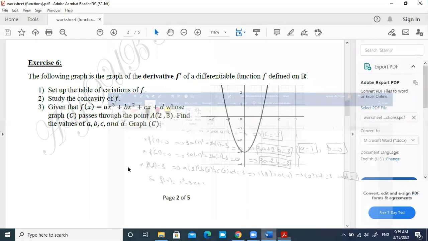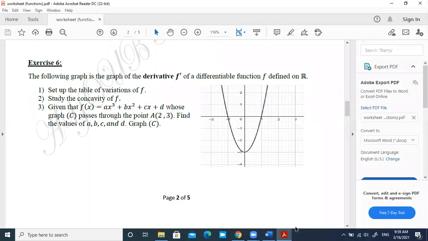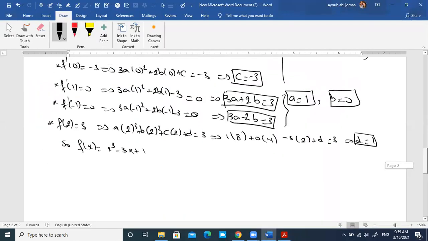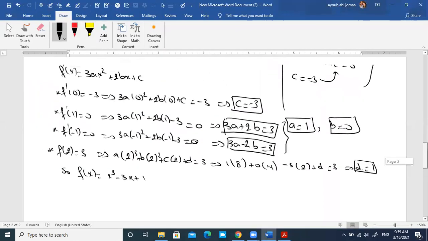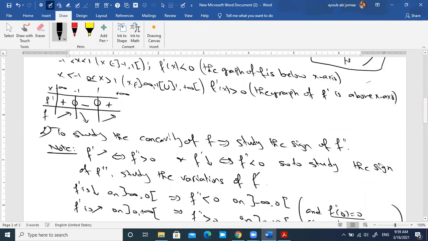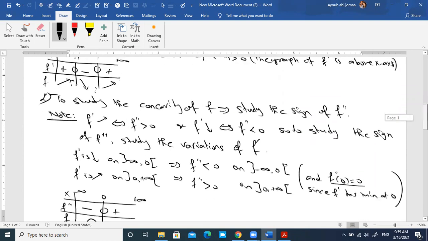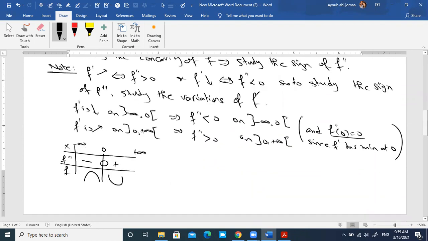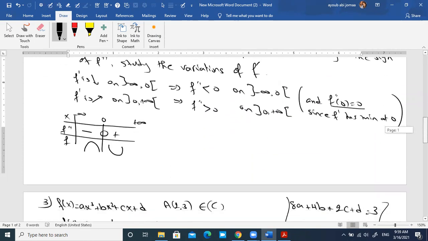Now in the second part, draw the curve of C. It becomes a simple task. Why? Now you have the function. You already have the table of variations of the function and the table of concavity. I have the function, so I can find the maximum, the minimum, the limits at infinity and negative infinity, and the inflection point.